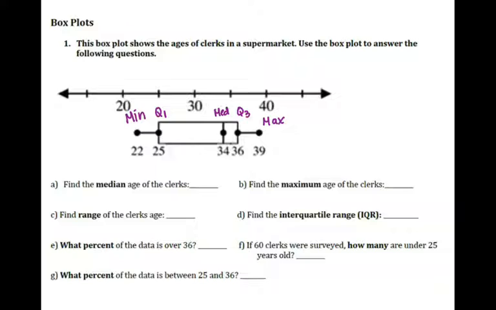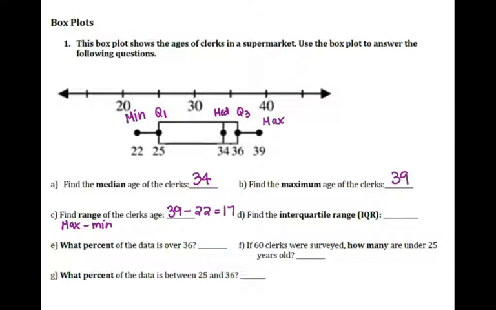So the median age is 34. The maximum age is 39. Find the range of the clerks' ages. Range is going to be max minus min. So I'm going to take 39 minus 22, and that gives me 17.